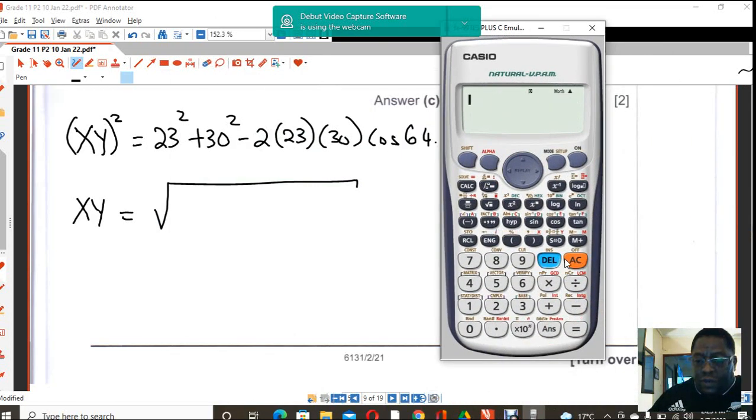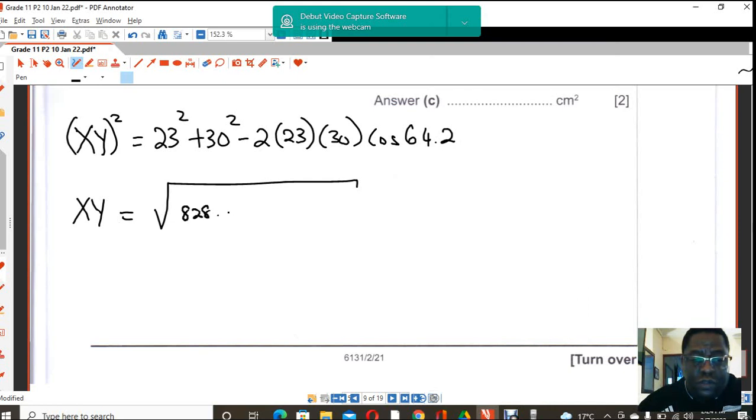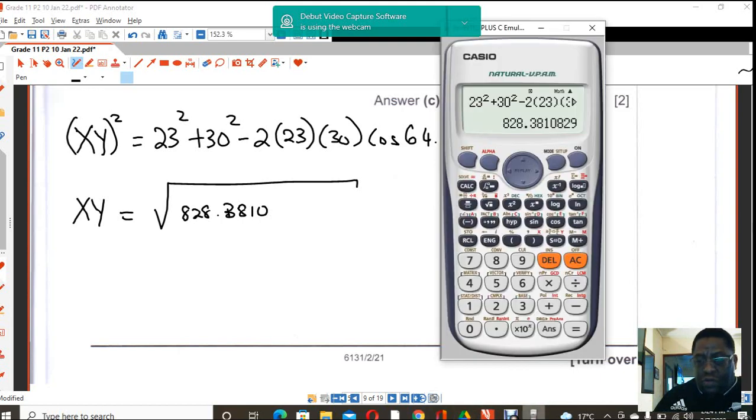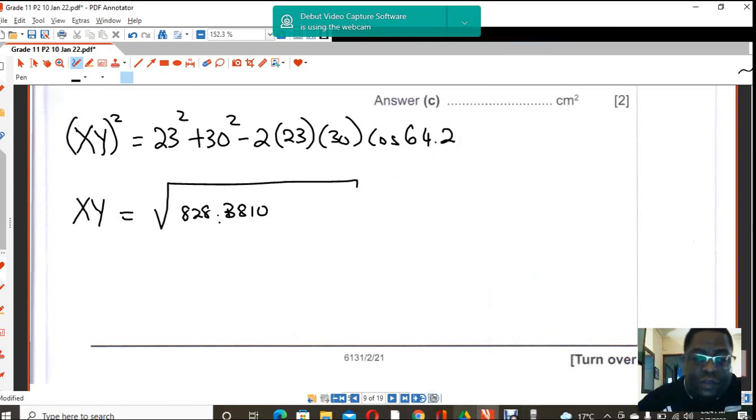Okay, so calculator, you can go ahead and say 23 squared plus 30 squared minus 2 times 23 times 30 times the cos of 64.2. You get 828.3810. Just want to make sure I copied it correctly.